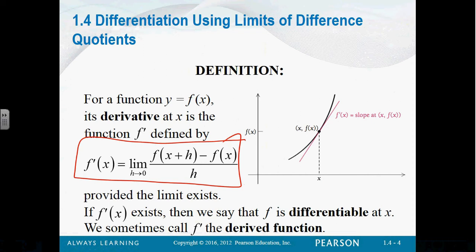I will give you a problem and tell you to work it out, taking the derivative using the limit. Of course, you'll know the answer because you already know how to do derivatives, so you should be able to check your answer. Okay, but on the test, there will be at least one problem that specifically says to do it this way. So as long as this derivative exists, we say the function is differentiable. No one ever calls f prime the derived function. It says they do, but I don't know that I've ever heard that.